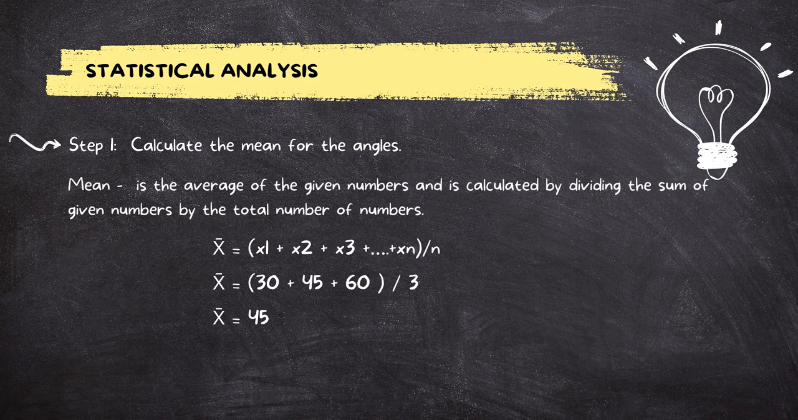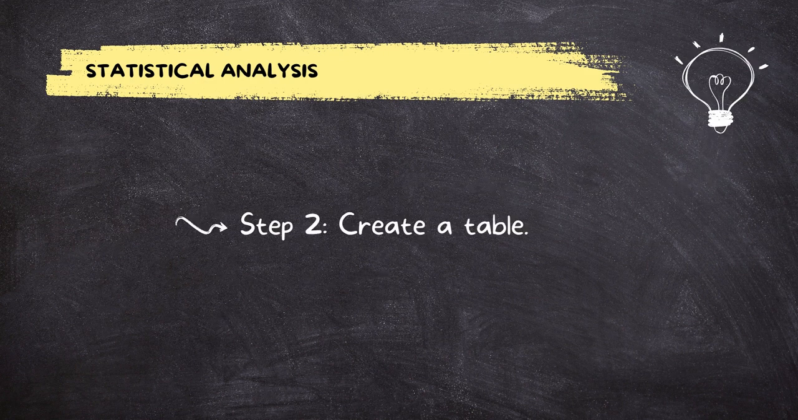The mean is the average, calculated by dividing the sum of given numbers by the total count of numbers. We have x bar equals open parenthesis x1 plus x2 plus x3 and so on, close parenthesis, divided by n. And then we're going to bring down the given data based on the presentation. So that will be 30 plus 45 plus 60, close parenthesis, and divide by 3. And that will be 45.